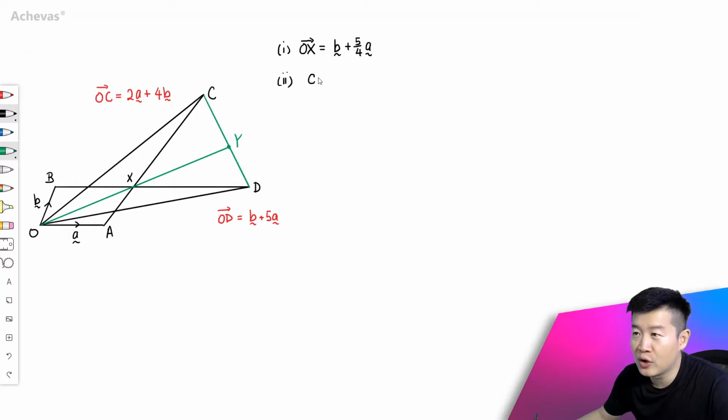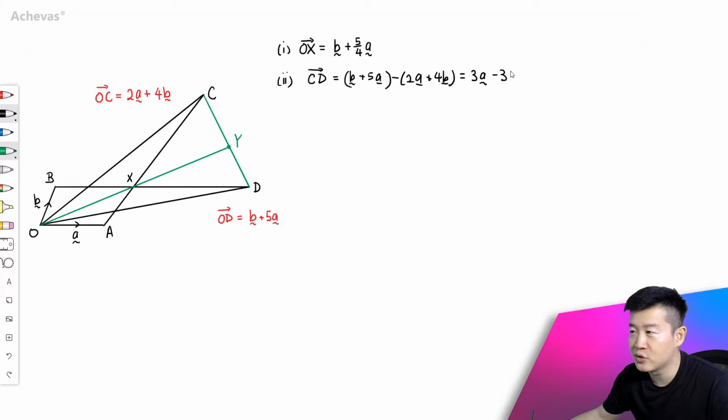So I'm going to go for the vector CD first, which is going to be OD minus OC. So it will be B plus 5A minus 2A plus 4B. So 5A minus 2A gives me 3A, and B minus 4B gives me minus 3B, which means that CD is going to be 3 of A minus B, which means that CD is also going to be just parallel to A minus B.